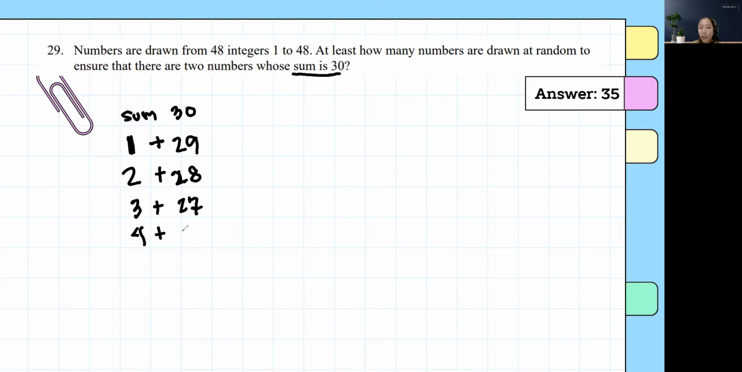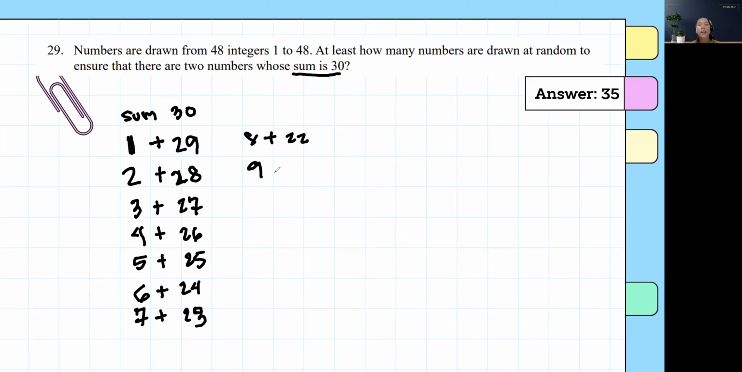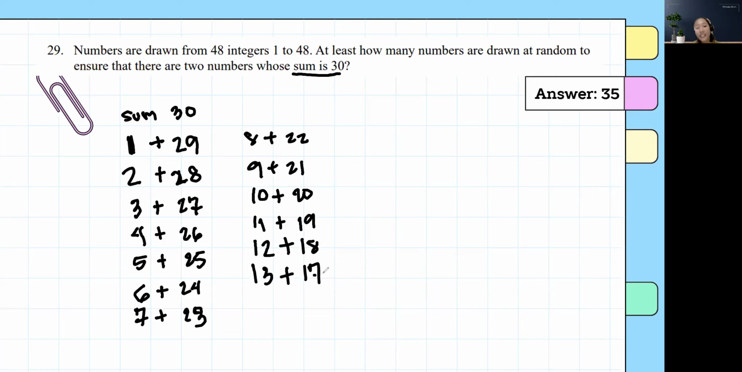4 plus 26. 5 plus 25. That's all 30. 6 plus 24. Okay, 7 plus 23. Then we have 8 plus 22. 9 plus 21. 10 plus 20. 11 plus 19. We also have 12 plus 18. We have 13 plus 17.